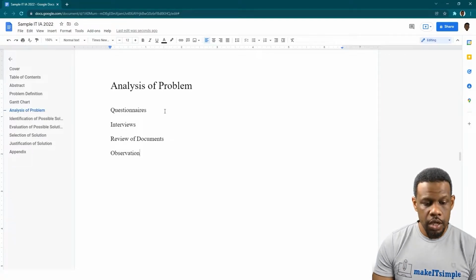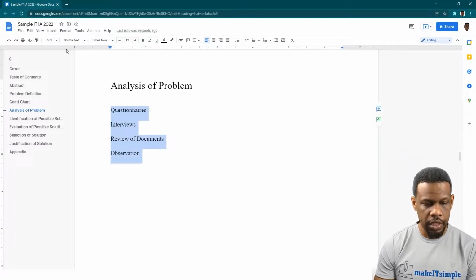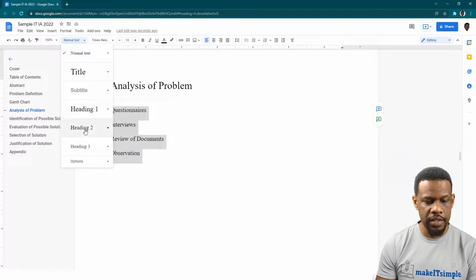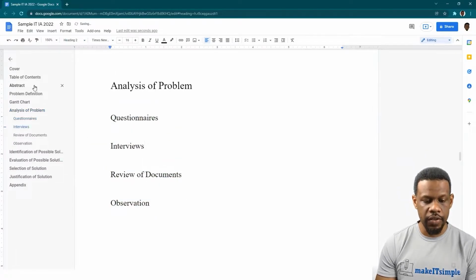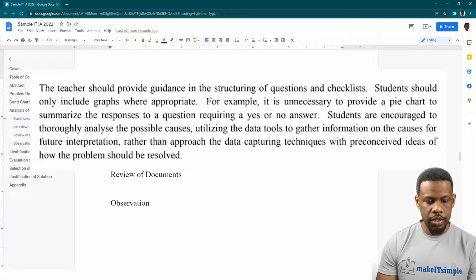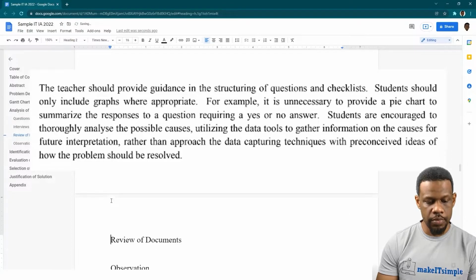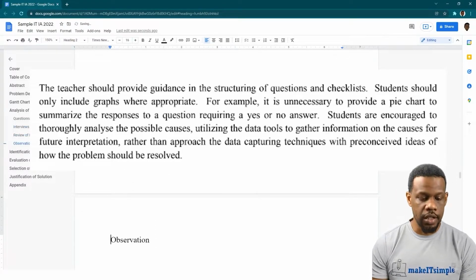So let's go. The first thing I'll do for each one of these is change them to heading 2, because I want them to come in as subheadings in the table of contents, right? The questionnaire will go on one page and the interview on another page. Review of documents will go on the next page, and observation on the next page. All these things are page breaks. You do the page break by pressing Control and Enter, right?